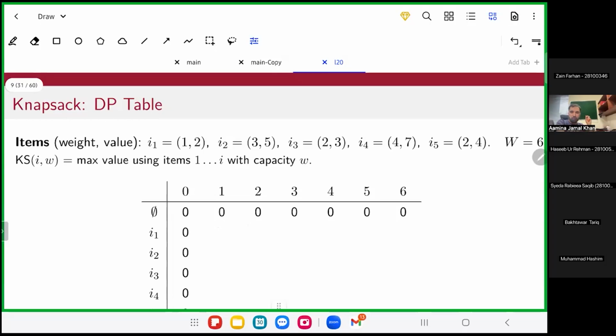This row means that you can only pick the first item. You're just increasing the capacity, which means that in the first row everywhere you will have 2. Okay, in the second row you are allowed the second item, which is I2, and its weight is 3, which means that before 3 you will only have 2. After 3 you can pick the second item and its value will be 5. So it's going to be 2 2 5 5 5 5 5.